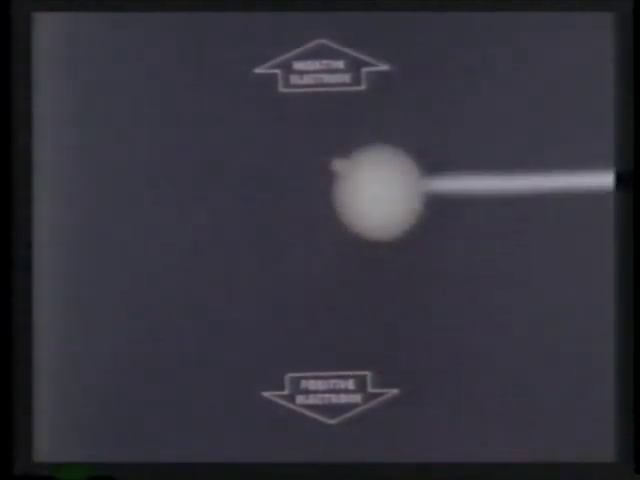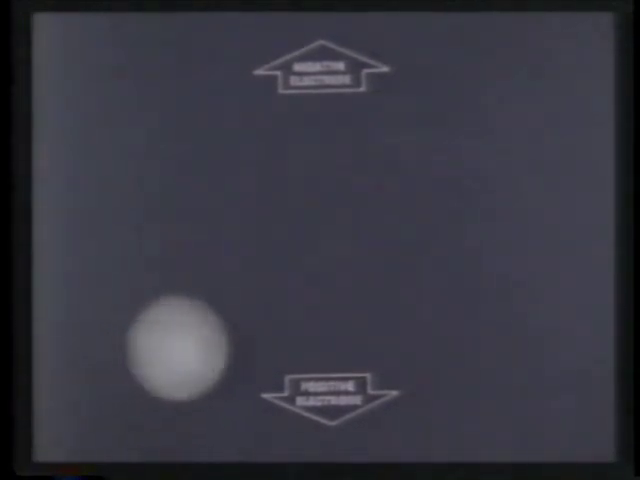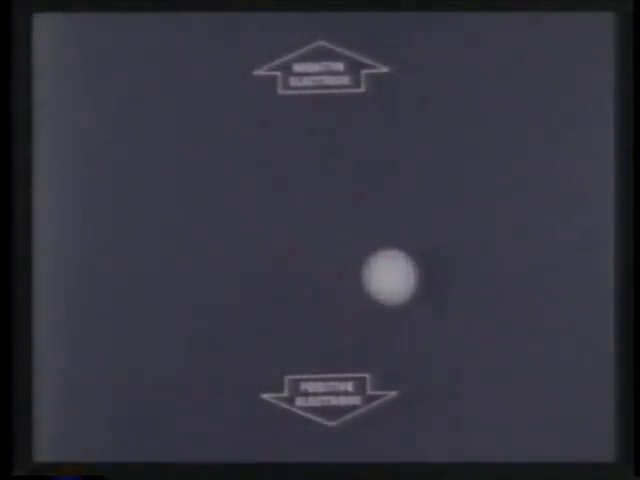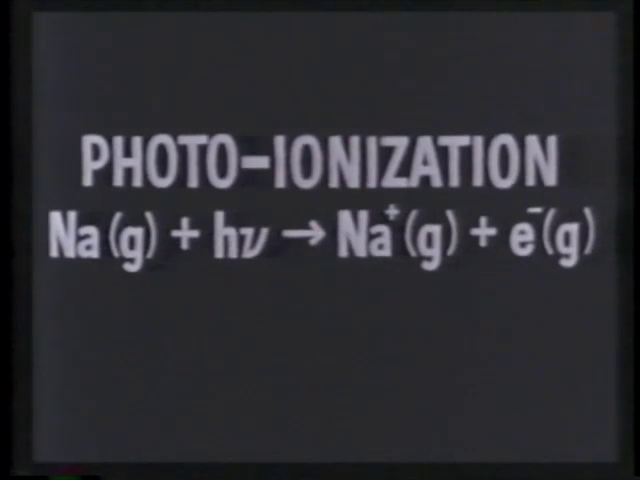Here is a representation of the process at the atomic level. A sodium atom absorbs a photon and almost immediately ejects an electron. The resulting charged particles then move under the influence of the electrodes. This process is called photoionization. A sodium gas atom plus a photon gives a sodium gas ion plus 1 electron.